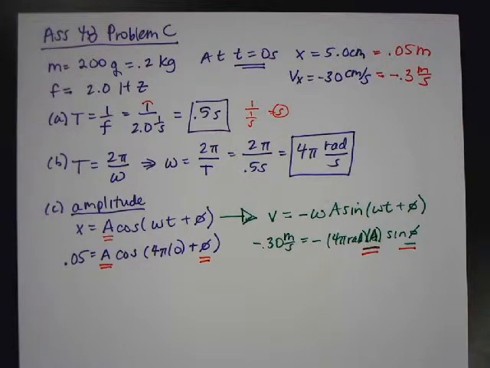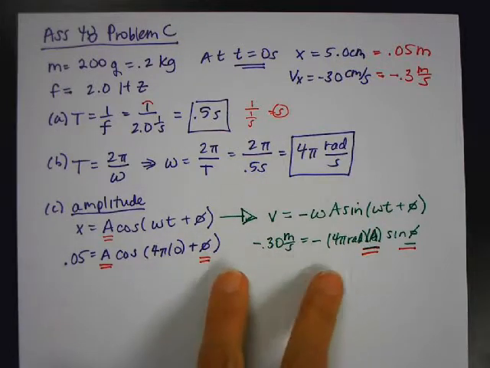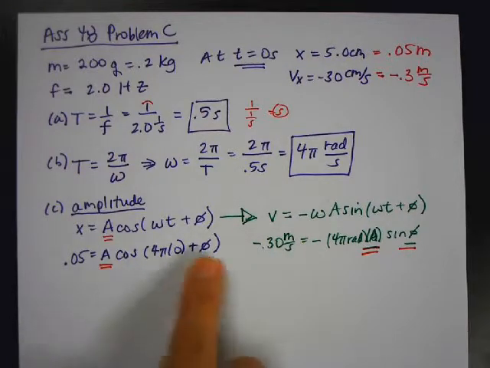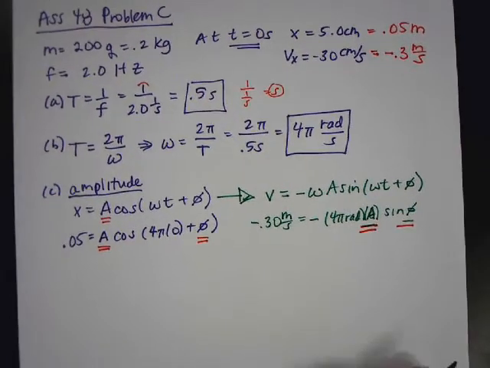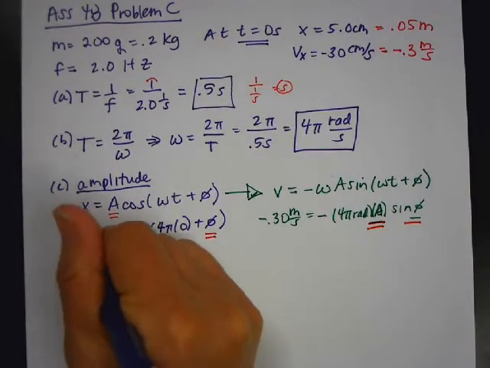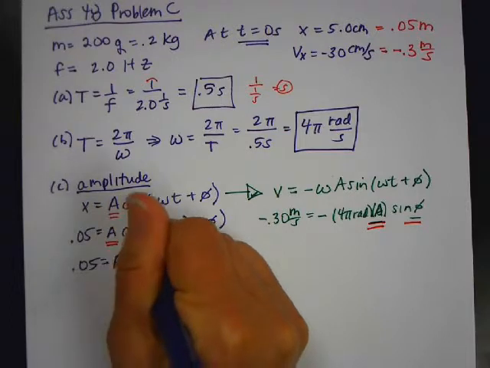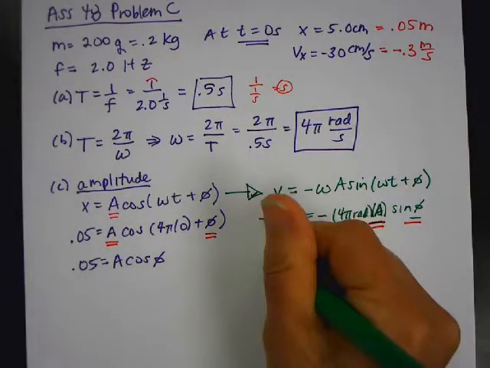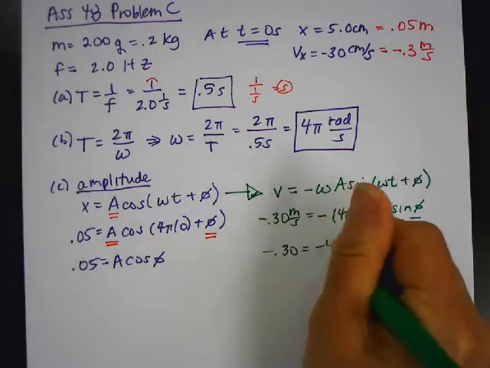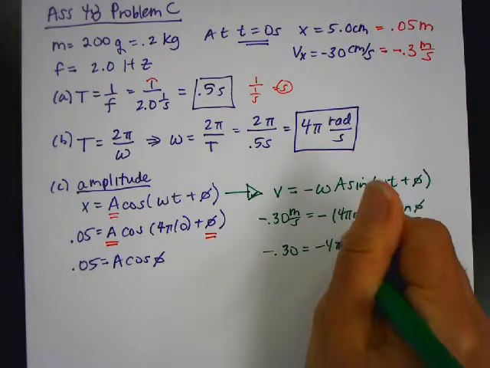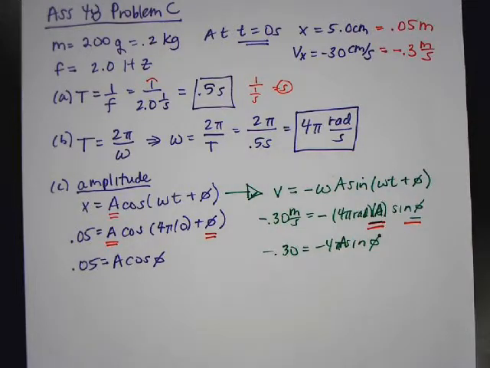Okay? So what I would do is say, you know what, I'm going to rearrange both of these for one of the unknowns. My two unknowns are A and the phase constant. So I'm going to solve them both for A, and then set one equation equal to the other. So 0.05 equals A cosine, and then over here I'm going to have negative 0.3 equals negative 4 pi A sine, I forgot the A, sorry. So now I'm going to rearrange them both for A.